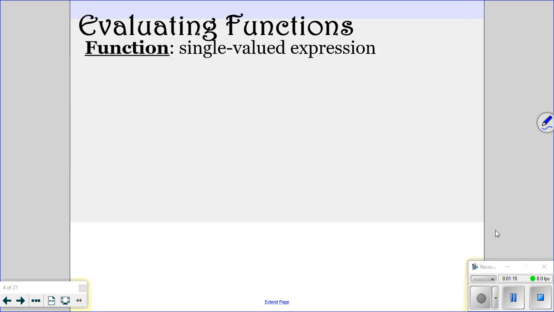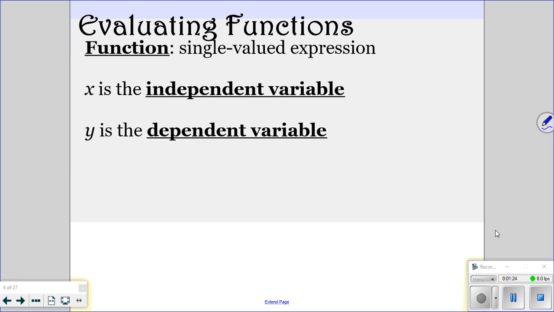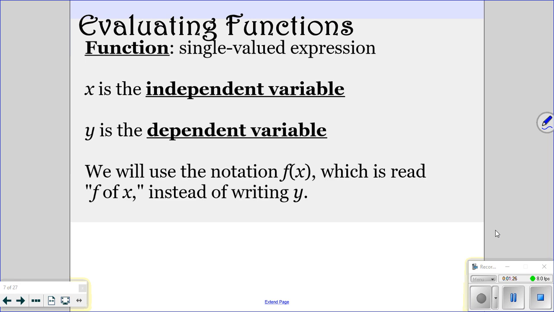So starting off, a function is a single valued expression. x is going to be your independent variable, and y is going to be the dependent variable. And we're going to use the notation f of x, f parentheses x parentheses, which you read f of x, instead of writing y. f of x is synonymous with y though. They mean the same thing. They can be interchanged. It's just a way to write a function instead of an equation.